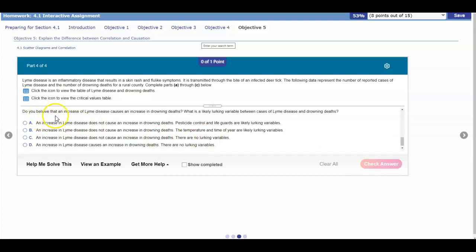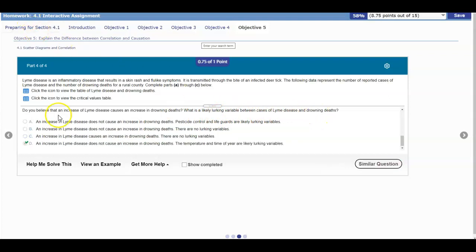Now it says, do you believe that an increase of Lyme disease causes an increase in drowning deaths? What is a likely lurking variable between cases of Lyme disease and drowning deaths? The answer would be an increase in Lyme disease does not cause an increase in drowning deaths. The temperatures and time of year are likely lurking variables.